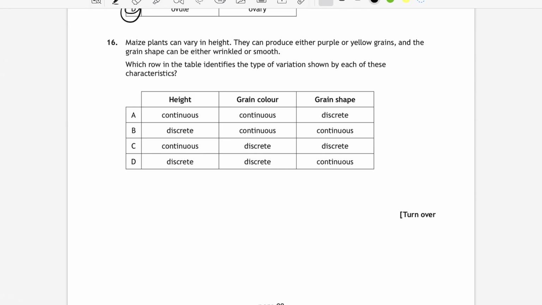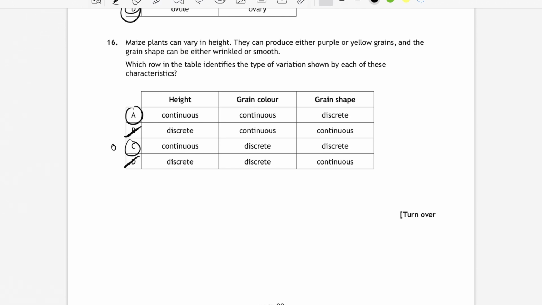Okay, so we're looking for height, grain colour, and grain shape. The way I think about height is I was never born over 6 foot tall. I was continuously growing. So that means that height must be continuous. So it could be either A or C, because it can't be B and it can't be D. Grain colour, generally, you don't change colour. Generally grains won't change colour, so that's going to be discrete. It's always going to have been that colour. So answer C is looking pretty good.